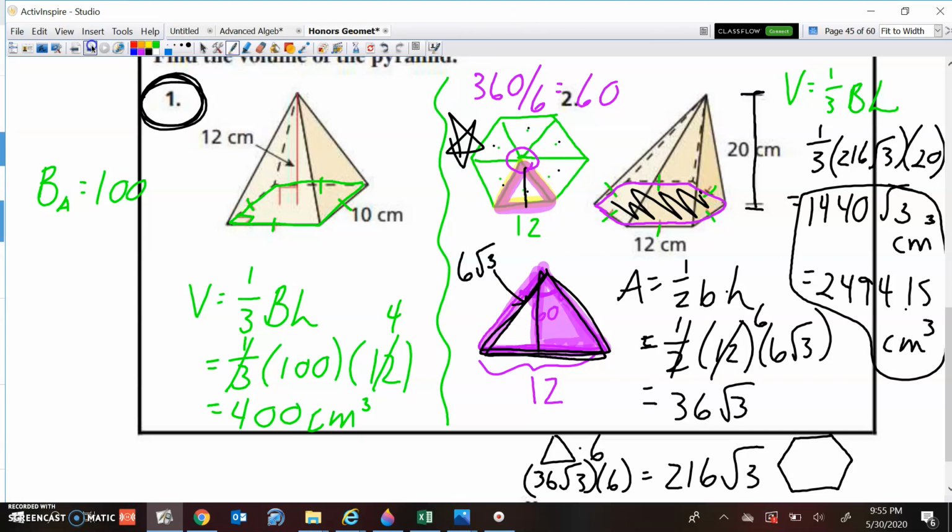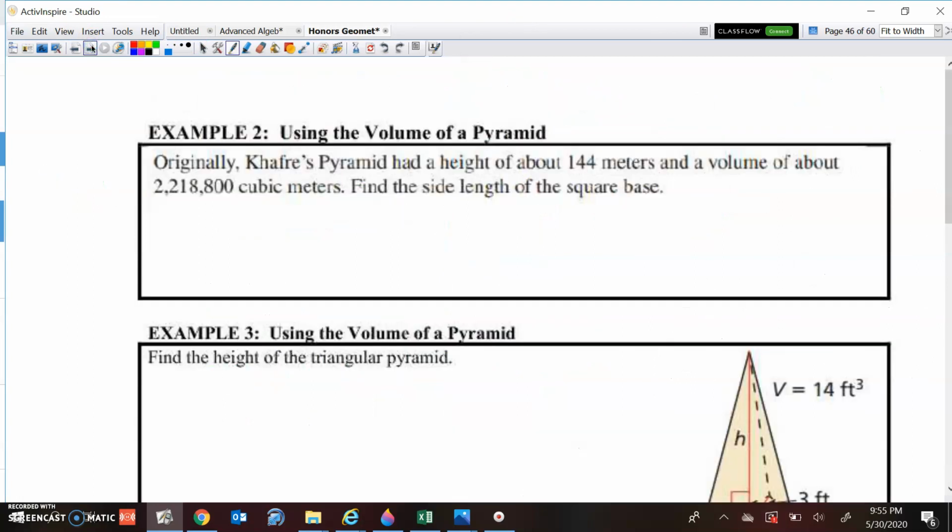All right, we're going to go into the next problem. So let's see what we have here. Example 2 says using the volume of a pyramid. So here we're going to solve for unknown lengths. So originally, Khafre's pyramid, I'm not sure how to pronounce that, I'm sorry, I should know. But it had a height of about 144 meters and a volume of about 2,218,800 cubic meters. Find the side length of the square base.